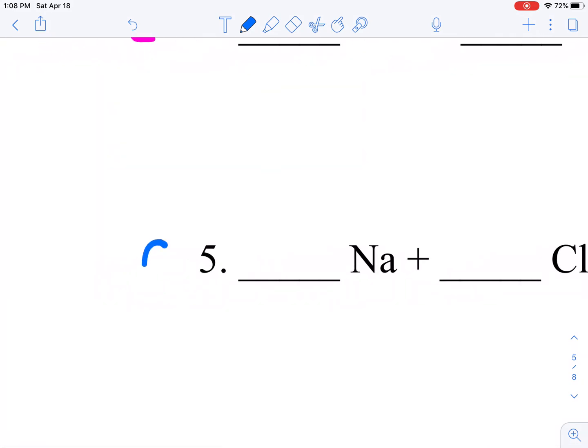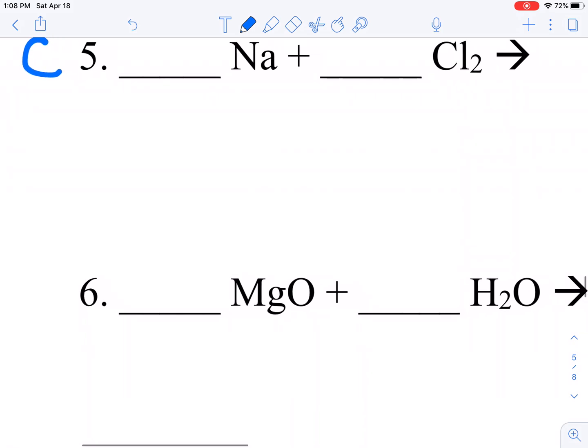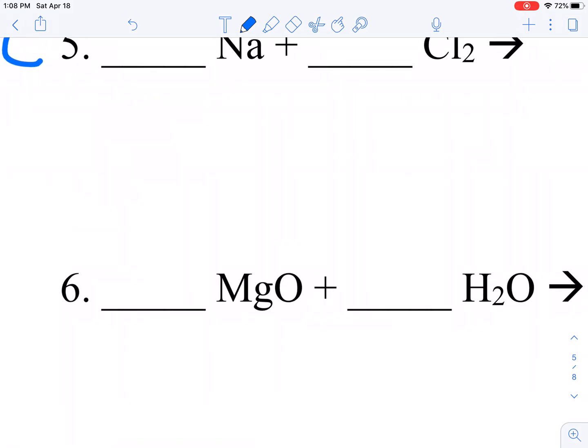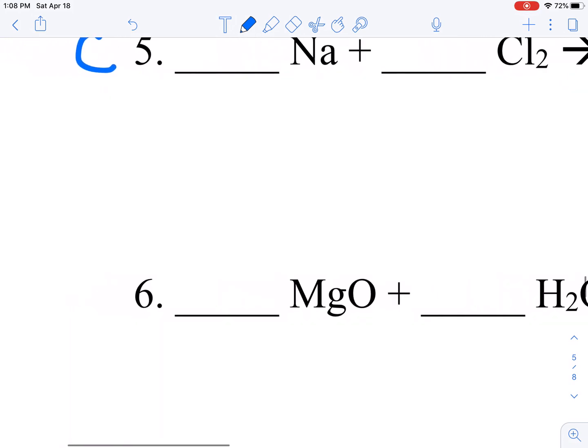And then finally, in number 6, we have a metallic oxide plus water. How do I know that MgO is a metallic oxide? Because Mg is a metal and O makes it the oxide, so that is letter B.